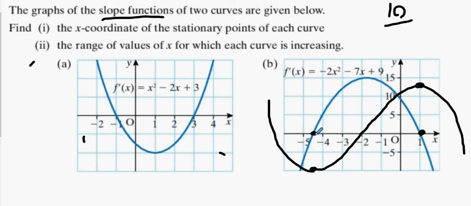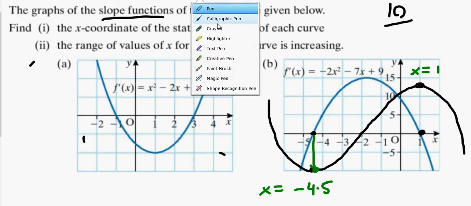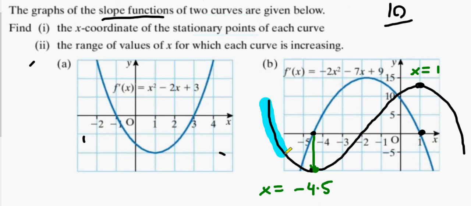We're going to have to estimate this. What do you think? 4.6 or 4.5? Minus 4.6 or minus 4.5? What do you think? Minus 4.5 is the x value. And what about the x value here? X equals 1. Now, where is it increasing? Blue is decreasing. The blue region is decreasing. The yellow region is increasing. So what does that mean? Greater than minus 4.5, but smaller than 1.